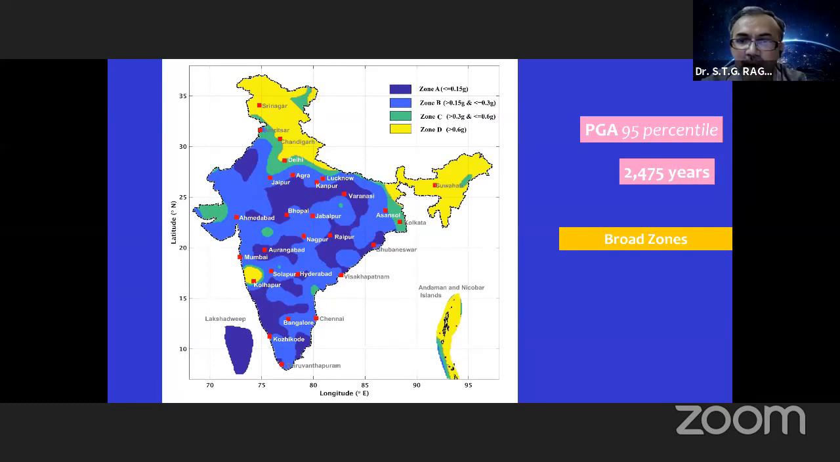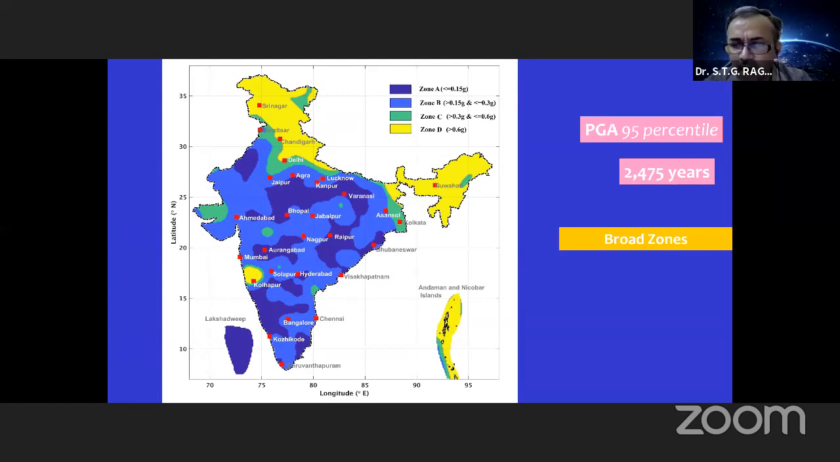These are the design values: zone A, zone B, zone C, and zone D. The regions where the PGA is more than 0.6 G are mapped in one color, so the zone map looks like this. Zone C means 0.3 to 0.6 G, zone B means 0.15 to 0.3, and zone A means below 0.15 G. You can see Delhi, the Himalayas, the northeast, and even the Koyna region show very, very high values from our seismic hazard.